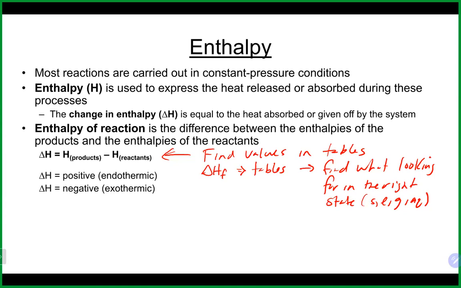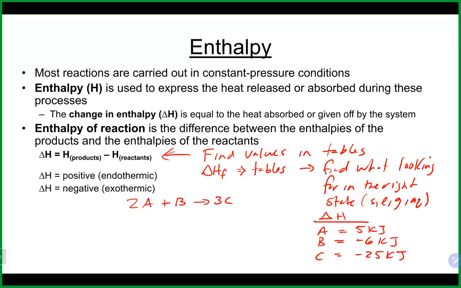Now, the other thing that's important when we do products minus reactants and we do these type of calculations is when we have a reaction, and let's say we went to a table and we found, you know, A is say 5 kilojoules, B is minus 6 kilojoules, and C is minus 25 kilojoules. Let's make up some numbers. So let's just say we went to a table and we found these values. We found them in the right state that they're in and everything like that.